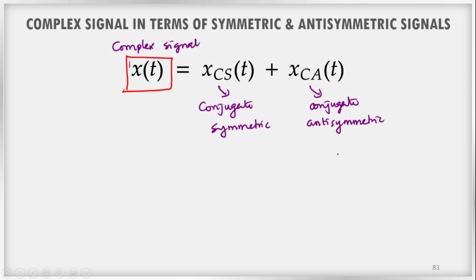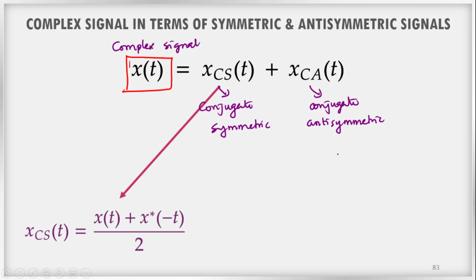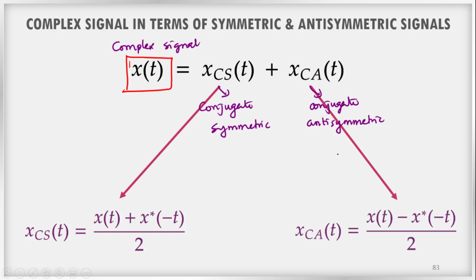So any complex signal x of t can be expressed as a sum of a conjugate symmetric signal and a conjugate antisymmetric signal. Now what is the definition of these? These two signals are defined like this. XCS of t, the conjugate symmetric signal, is defined as x of t plus x asterisk of minus t, divided by 2. And the conjugate antisymmetric signal is defined as x of t minus x asterisk of minus t, divided by 2.